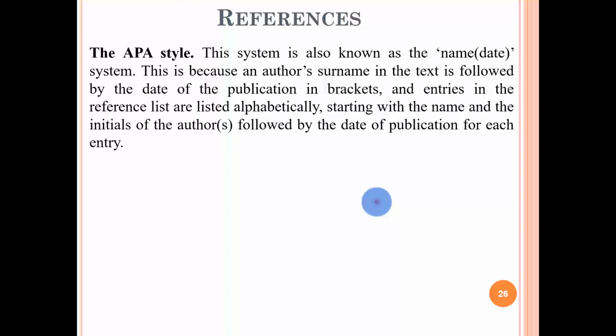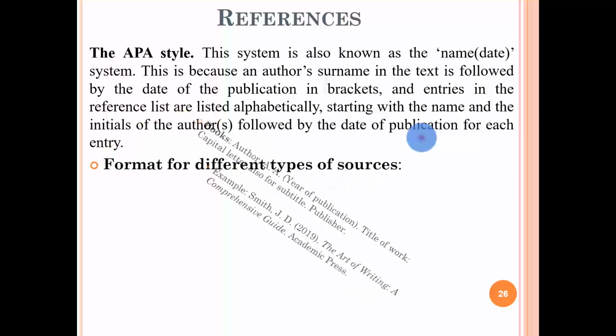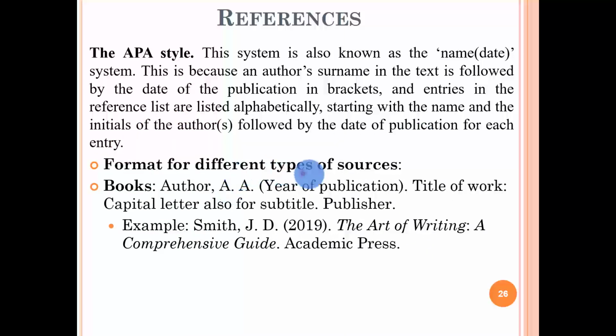I'll just mention two types of methods for writing references, without going into details. One is the APA style. This system is also known as the name-date system. This is because the author's surname in the text is followed by the date of publication in brackets, and the reference list is listed alphabetically, starting with the name and the initials of the authors, followed by the date of publication for each entry. And this is the format for different types of sources.